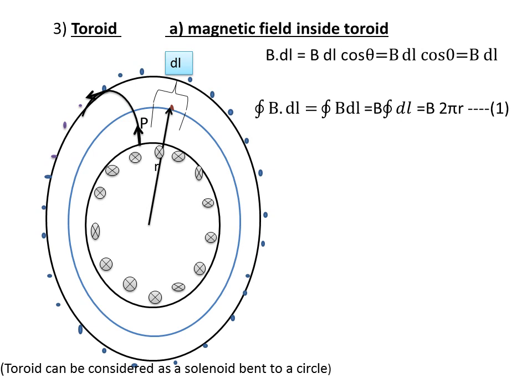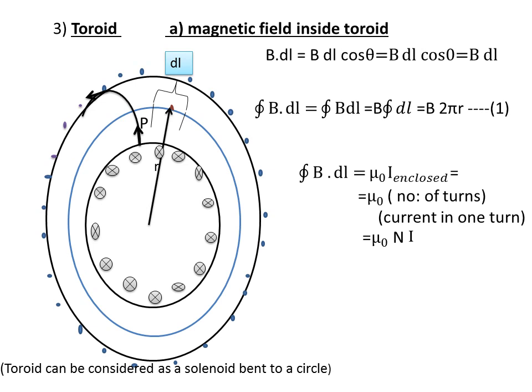Now we are going to integrate B dot dl over the closed loop. Instead of B dot dl, we can write B dl. Now B is constant throughout the loop, so it is taken outside, and inside the integral we have dl. Now integrating all the small elements each of length dl, we get the circumference of the circle, that is 2 pi r. So integral B dot dl is equal to B into 2 pi r. This is equation number 1.